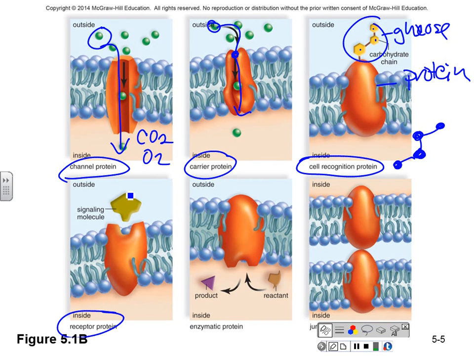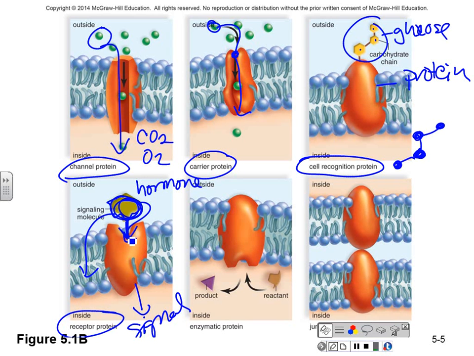Receptor proteins. Basically, if you have something that wants to bind and you want to have a signal sent inside the cell, hormones work this way. So the hormone is too large to get through the plasma membrane. It basically docks and then it sends a message or a signal to the inside of the cell.